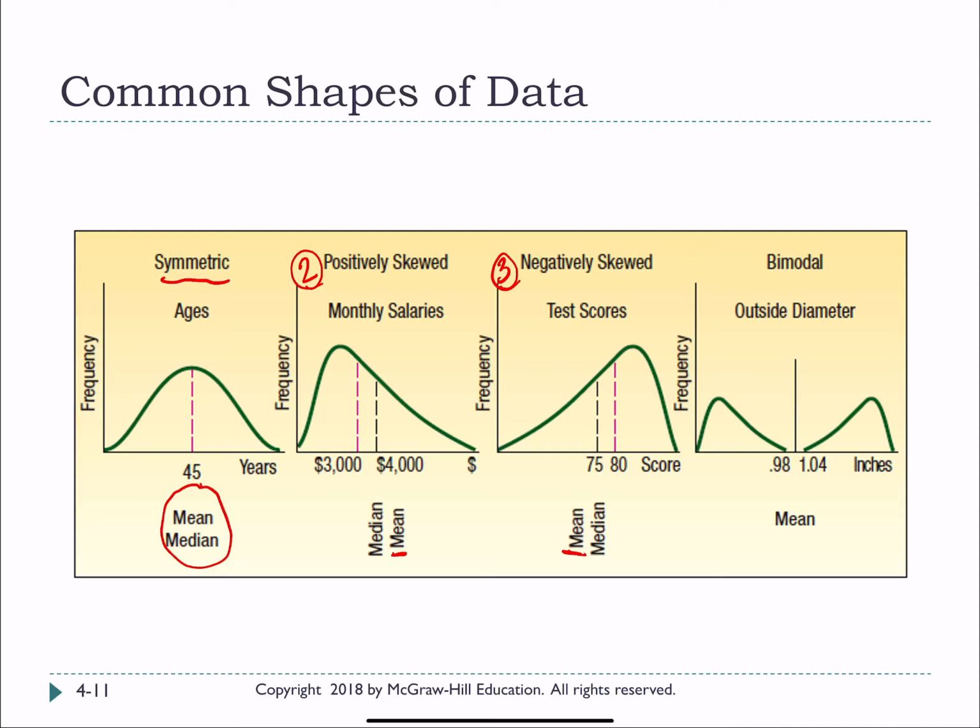We could also have something kind of crazy like over here in number 4 called bimodal. And a bimodal shape is when we have 2 or more peaks. And usually it indicates that we've taken 2 or more populations and combined them together into one graph to compare them to one another. Okay.